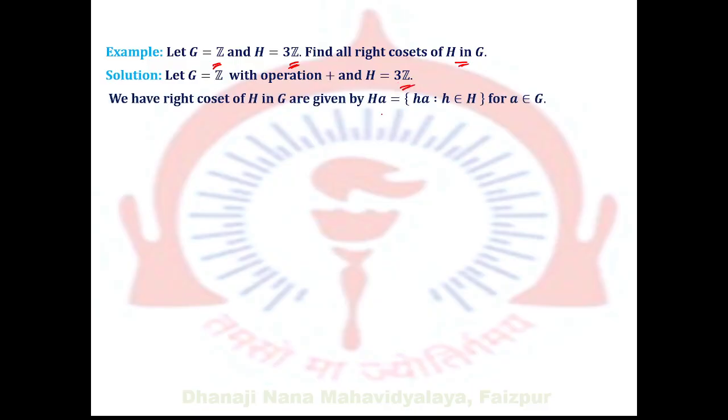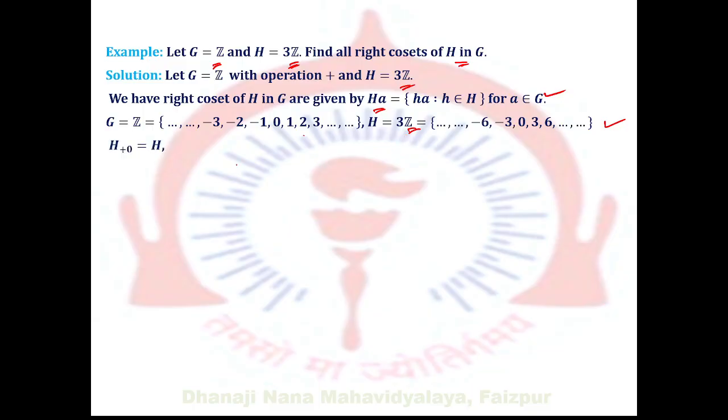So by definition, the right coset is Ha as defined above. G is equal to the set of all integers. H is nothing but the set of all multiples of 3, that is 3Z. Then we have H plus 0.